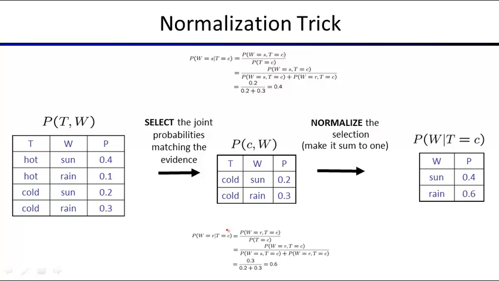This doesn't just work with two entries. If instead of sun and rain, weather could also be meteor shower and it could be foggy, you would do the same thing. You would now have four entries in your selection. You would have another one for cold and meteor, another one for cold and fog. The probabilities wouldn't be these, maybe they would be other numbers, but this always works. You just select the subset of rows consistent with the evidence, and then you take the sum of all the probabilities in that resulting table, divide by that sum, and that gives you the conditional on this evidence, which is how we pick the rows. That's the normalization trick.